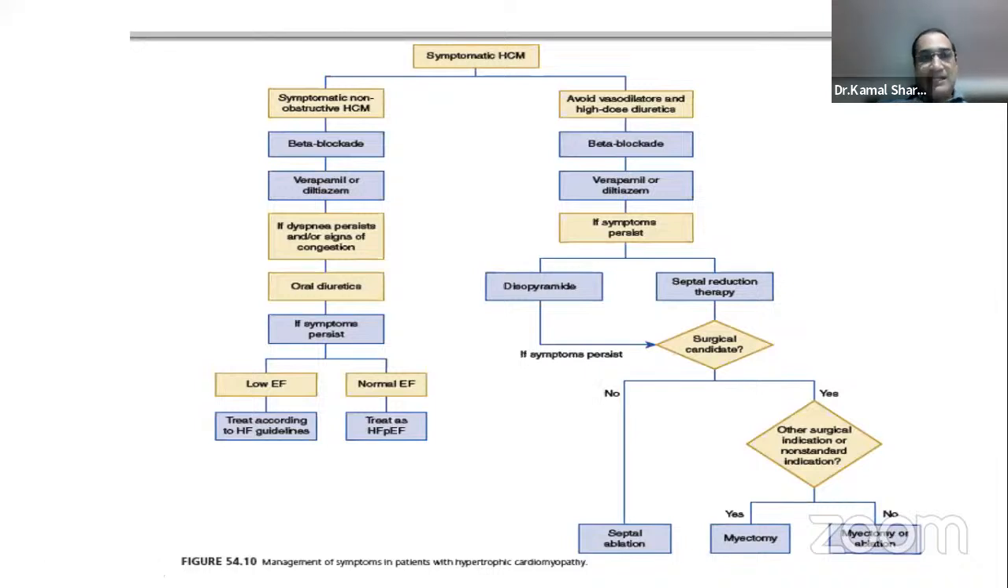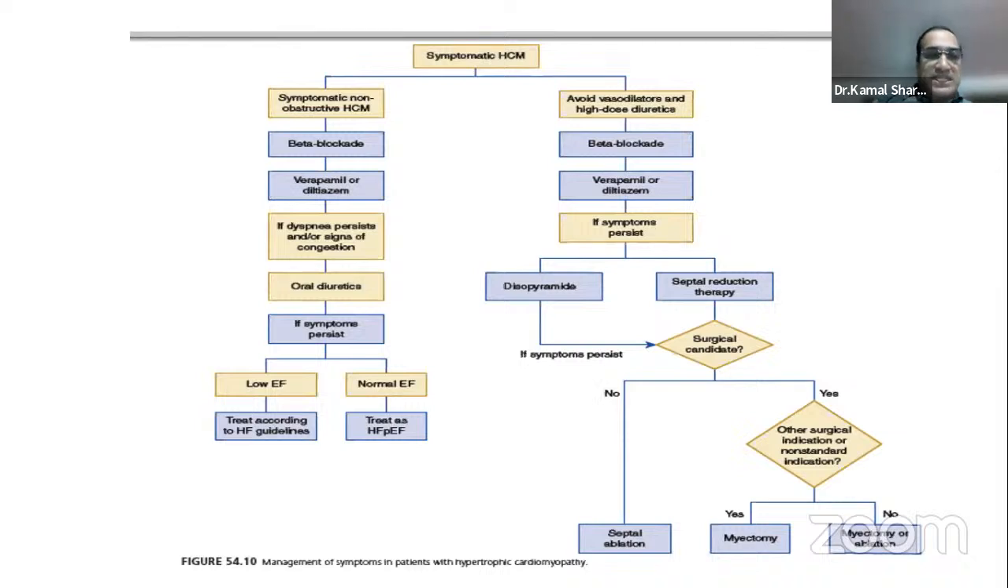So in symptomatic patients with non-obstructive HCM, just beta blockers are good enough. If you can't give beta blockers, put them on verapamil or diltiazem. If dyspnea persists, you can add diuretics. Remember, these have to be very low dose diuretics because they are preload dependent patients. Low EF, of course, you'll have to treat; when burnout HCM becomes a dilated cardiomyopathy, you give the 4 pillars of heart failure. Normal EF, you have to treat like HFpEF. Again, very important, as I said, avoid vasodilators. Don't give nitrates. Don't give ACE inhibitors. Don't give ARNI to these patients.